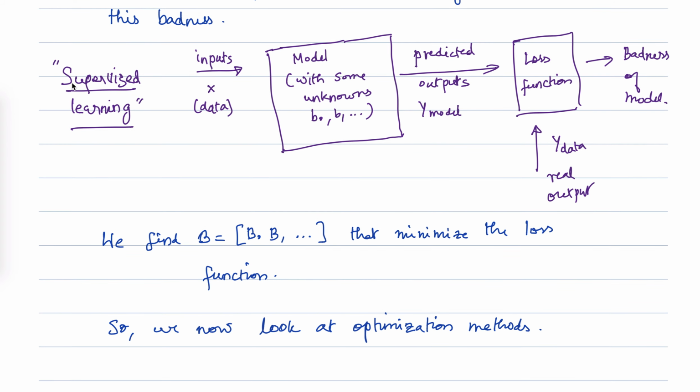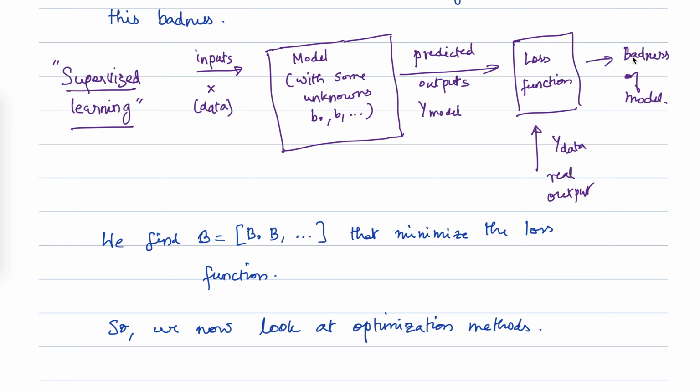So as we've seen before, supervised learning has the following format. We have some data. The data contains some inputs. The inputs go into some model with some unknowns, B0, B1, B2, etc. And based on the inputs, the model is able to predict some outputs. Let's call this Y model. We can compare this Y model with Y data, and this comparison is achieved by this loss function.